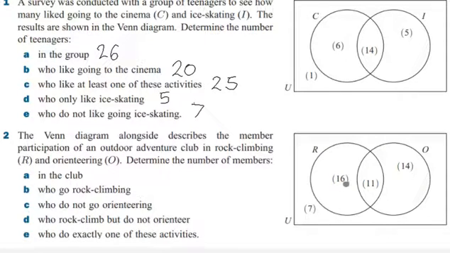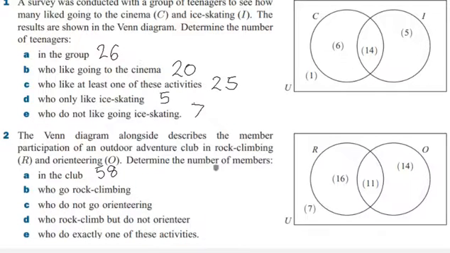7 plus 16, that's 23. Yes, 23 plus 11, that's 44. 44 plus 14, that's 58. Wow, thank God I added again. So we have 58 club members. So this will be 58 club members.